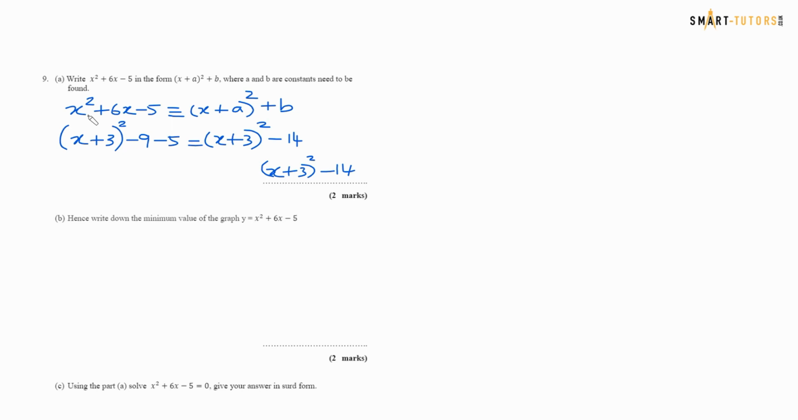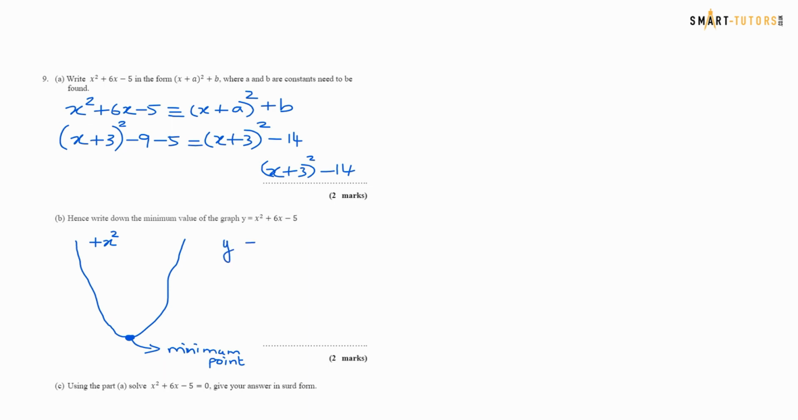Next one, hence write down the minimum value of the graph y equals x squared plus 6x minus 5. So it's an x squared graph, a happy face graph. So it's a quadratic graph. We call this one the minimum point. So this is called the minimum point. Sometimes it's called a turning point or stationary point. So how to find out the minimum point coordinate?